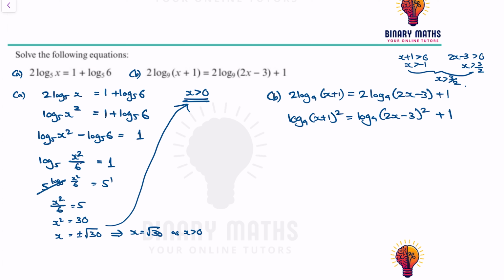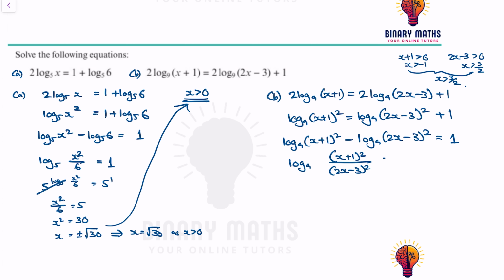I'm going to take the log base 9 of 2x minus 3 squared to the other side. So I get log base 9 of x plus 1 squared, take away log base 9 of 2x minus 3 squared is equal to 1. Now, because we're subtracting logs with the same base, it's the same thing as log base 9 of x plus 1 squared over 2x minus 3 squared, which is equal to 1.